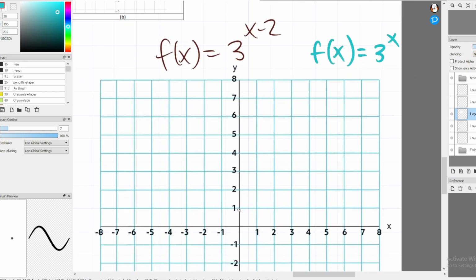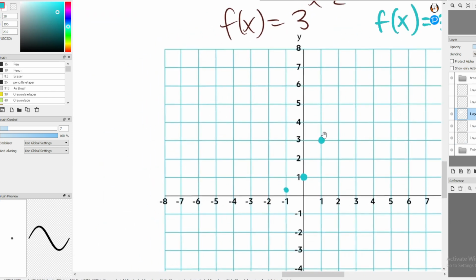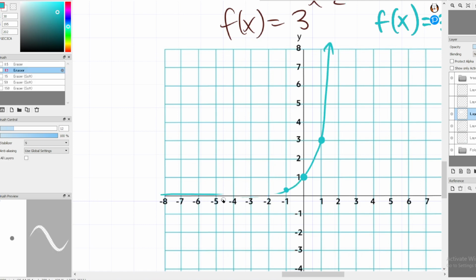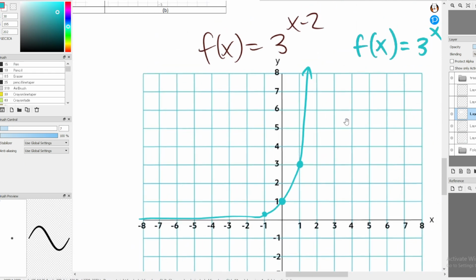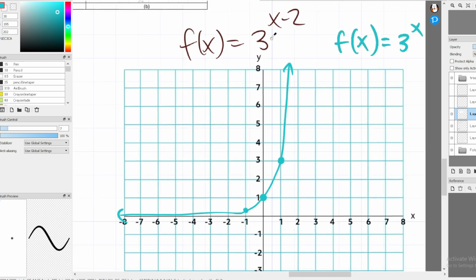The parent function here, we always start at (0, 1), like this. And then we'll go over 1 and up our base, and then we'll go over to the left one, down 1 over our base. So that's about 1/3. So our parent function would look something like this, give or take. Now, I'm not the greatest at drawing these lines, but we'll have to make do.